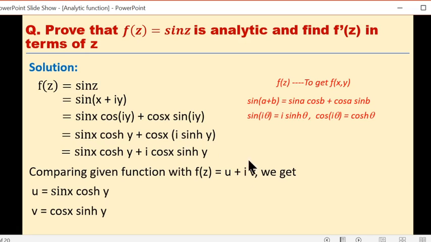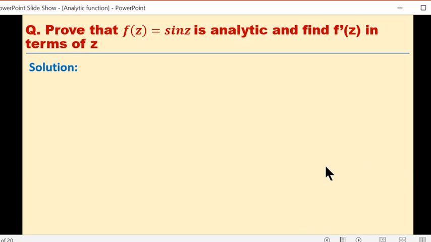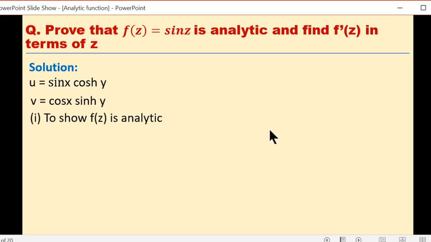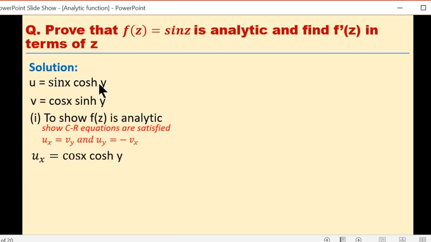Okay, now we move on to checking that the function is analytic. So we have got u and v. Now we will show that the function is analytic. For that we need the 4 partial derivatives. Okay, we have to check the Cauchy-Riemann equations, so we need all four partial derivatives. So here is the partial derivative of u with respect to x. The derivative of sin x is cos x, and cos hyperbolic y will remain as it is.